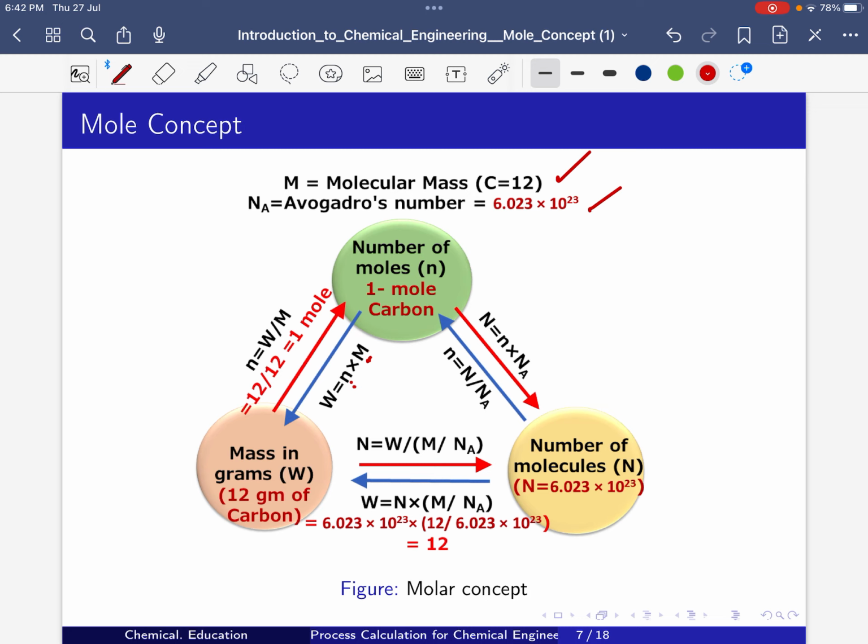Now here the number of moles is 1, that is, 1 mole of carbon. From that we can calculate the mass in grams. We can also calculate the number of molecules. So here everything is connected, and again this diagram is very important. If you understood this diagram, it will be very useful for calculations in process calculation. You can easily do the math if you understood this concept.